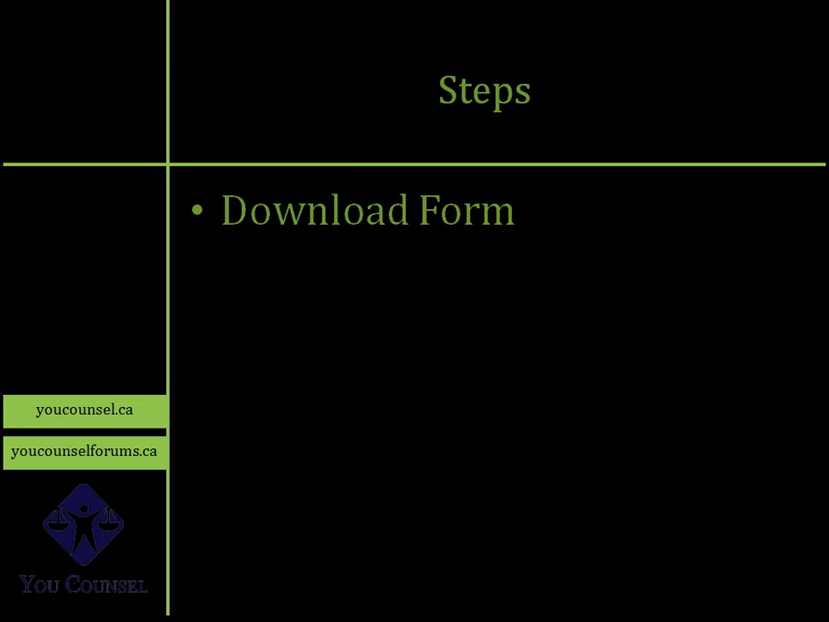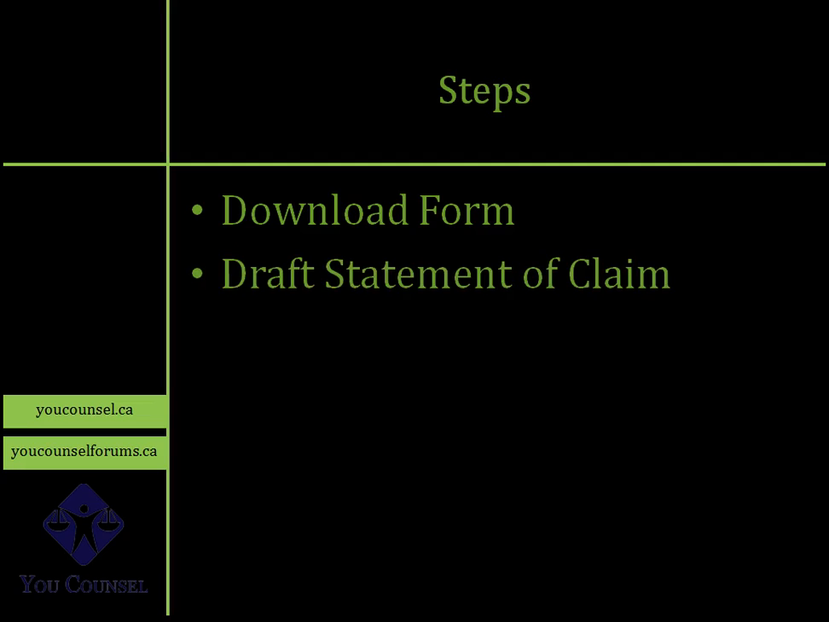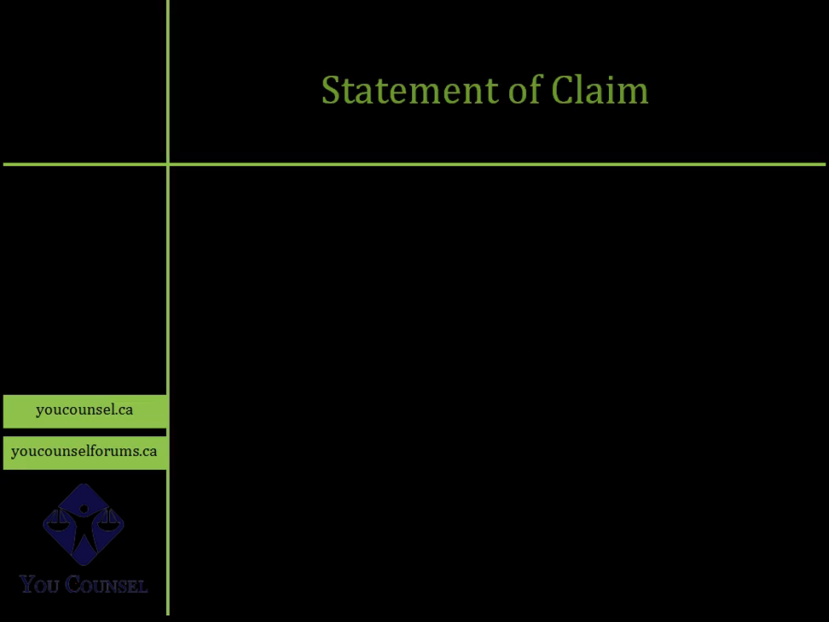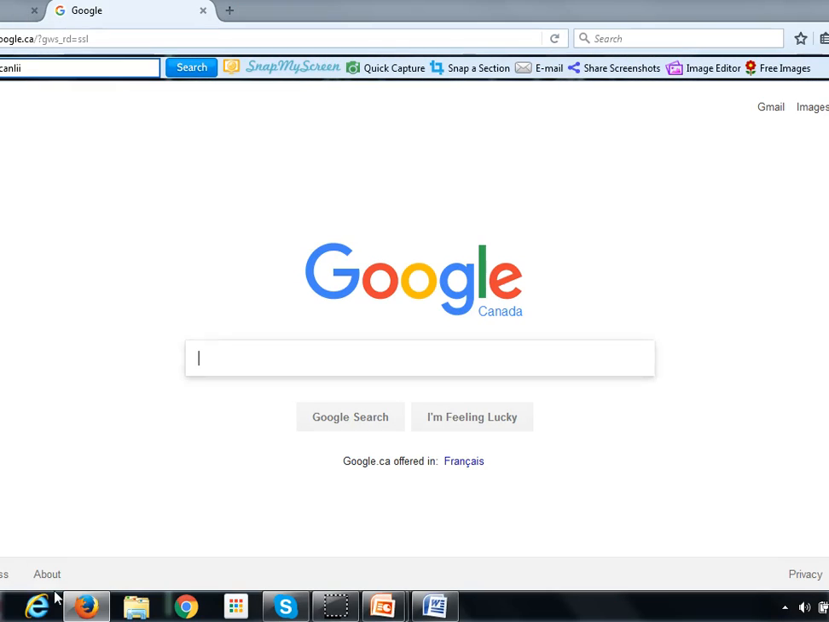With respect to drafting of the claim, obviously the first step is you need to download the form. That's the statement of claim form. It's available online. I'll show you how to download it. And then the second step is you actually write that statement of claim. Then you print 2 copies and then you take it to court. So let's go to Google and see if we can find the form for the statement of claim.